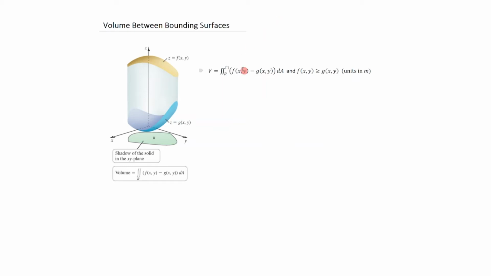Hence you'll see here the integrand is just the difference between F and G, which are the two surfaces. So that's this vertical height as a function of x and y. And then we integrate that over the region to compute the volume. Again, one of the conditions is that F be greater than or equal to G, otherwise it has no physical meaning.